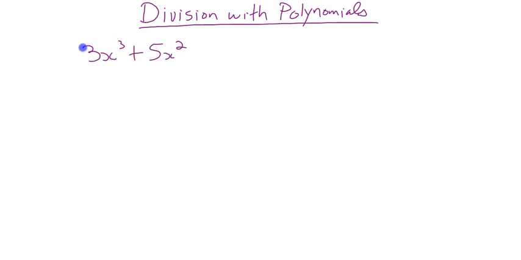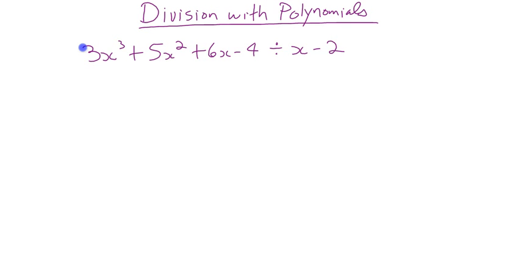Let's say that we have 3x cubed plus 5x squared plus 6x minus 4 divided by x minus 2. So we have a polynomial, which is this, and we have a divisor, which is this. And we're going to do the division. We're going to do long division, just like how you probably first learned how to divide.